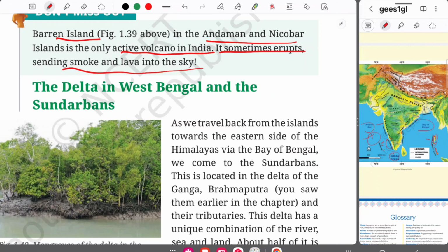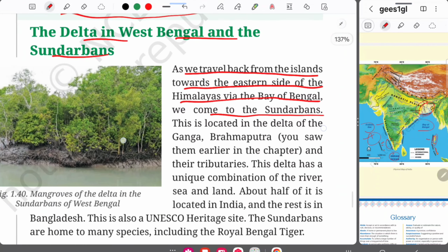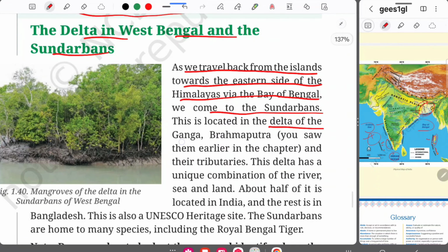Okay, we have learned about the Lakshadweep Islands, we have learned about the Andaman and Nicobar Islands, isn't it? Now let us see about the delta in West Bengal and the Sundarbans in this area. This one is the Sundarban area. As we travel back from the islands towards the eastern side of the Himalayas via the Bay of Bengal, we come to the Sundarbans here, on the eastern side. Not an island actually, this landmass is located where?